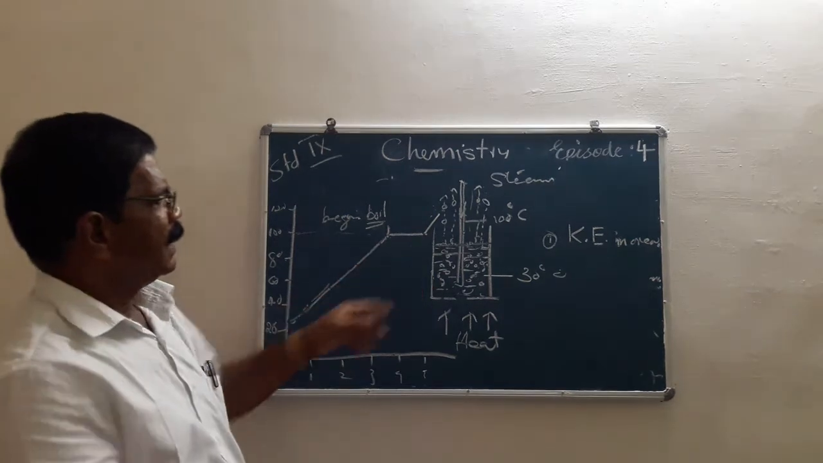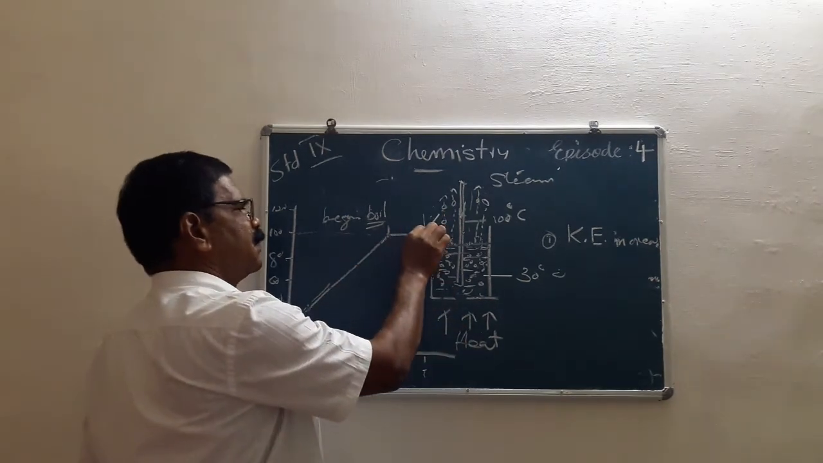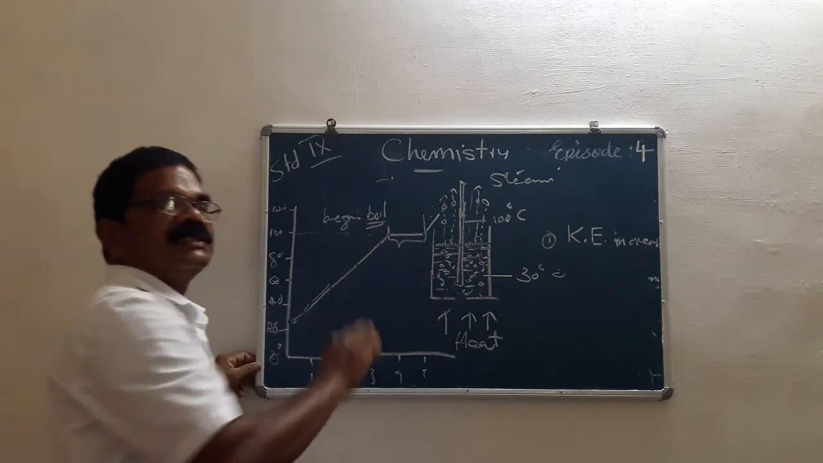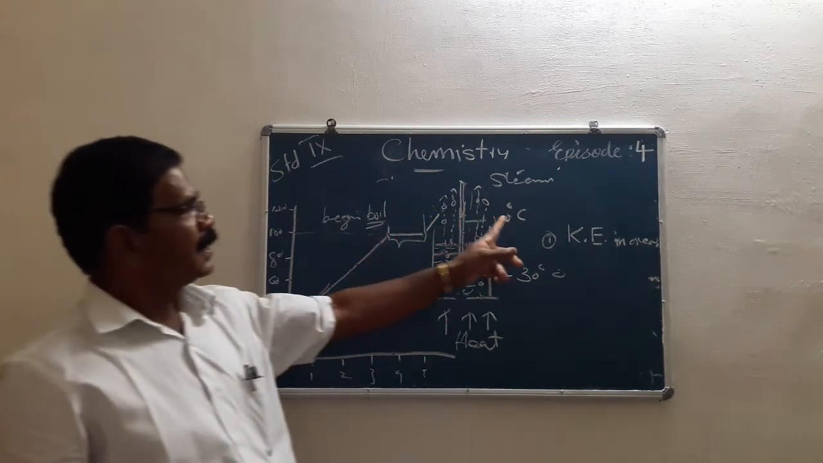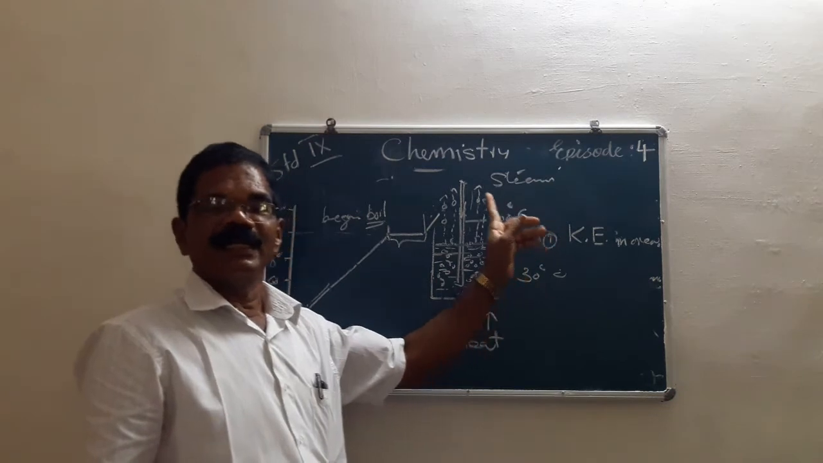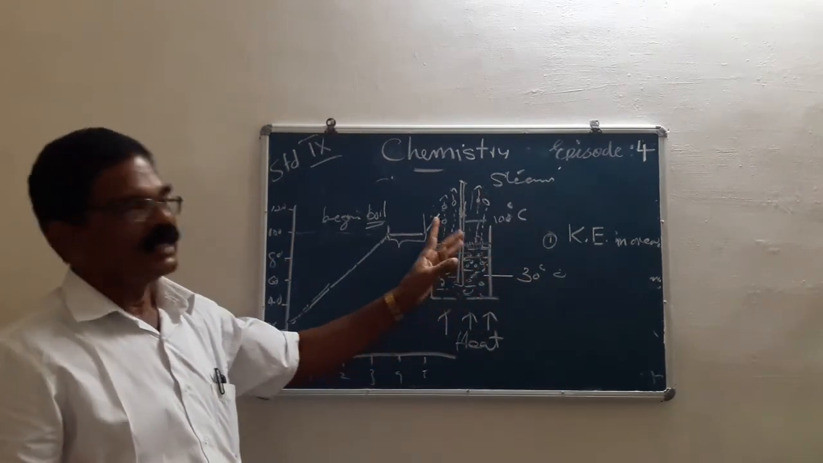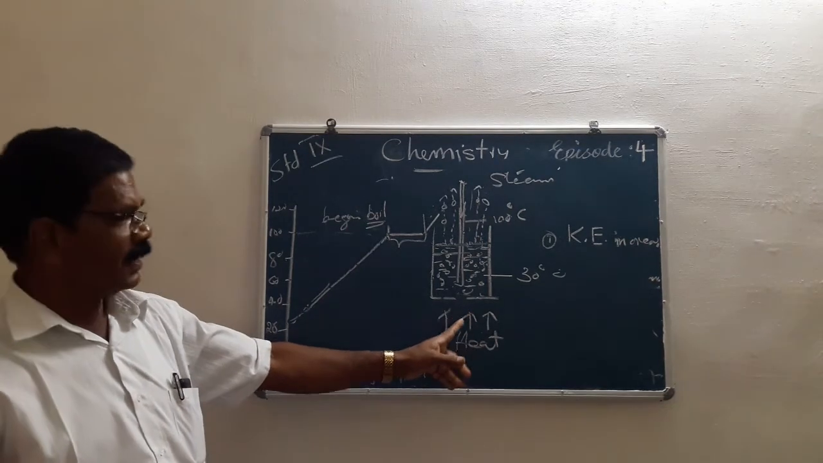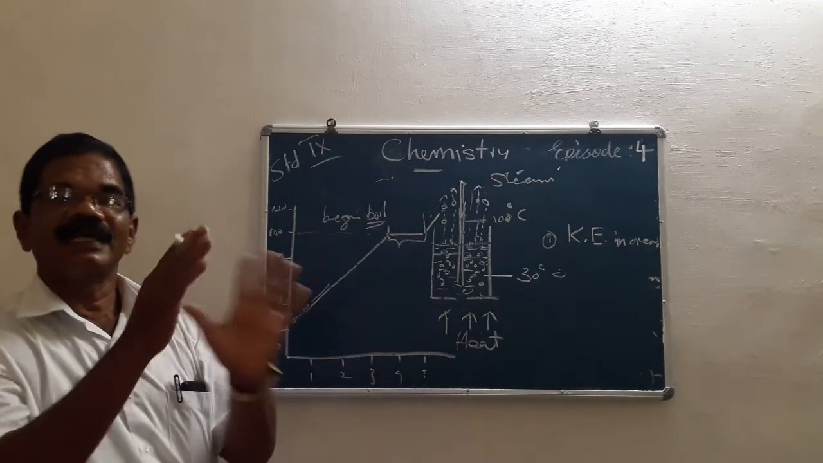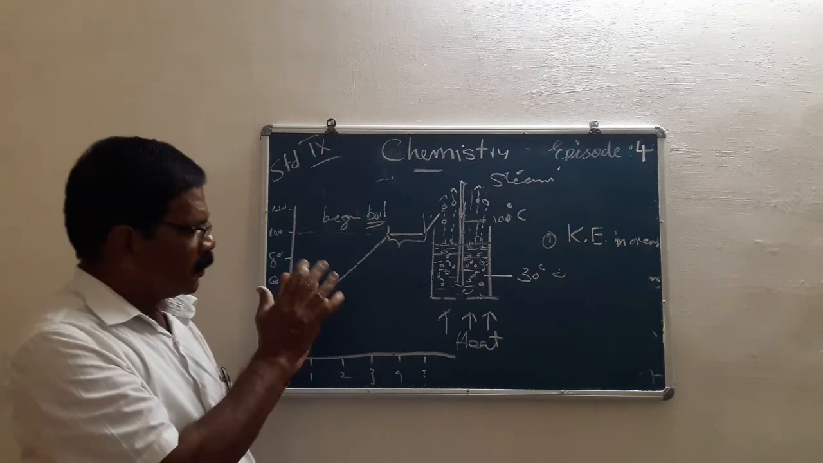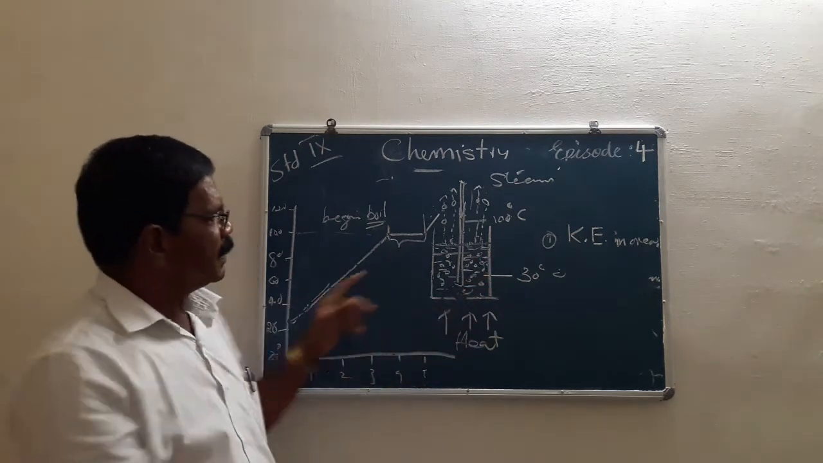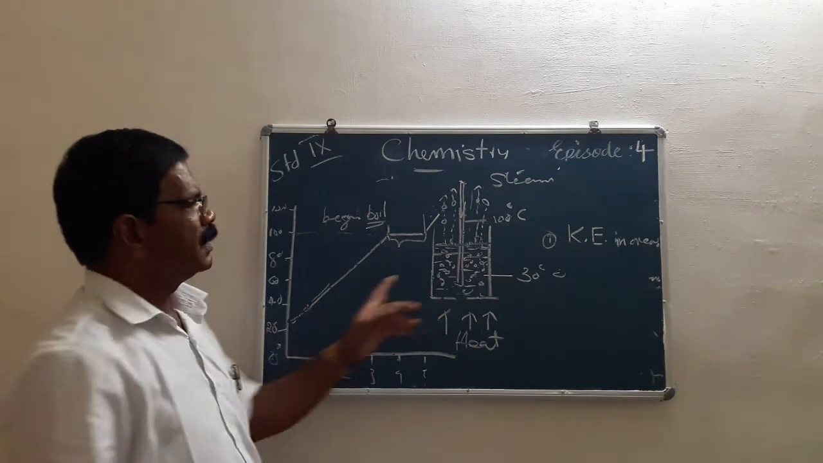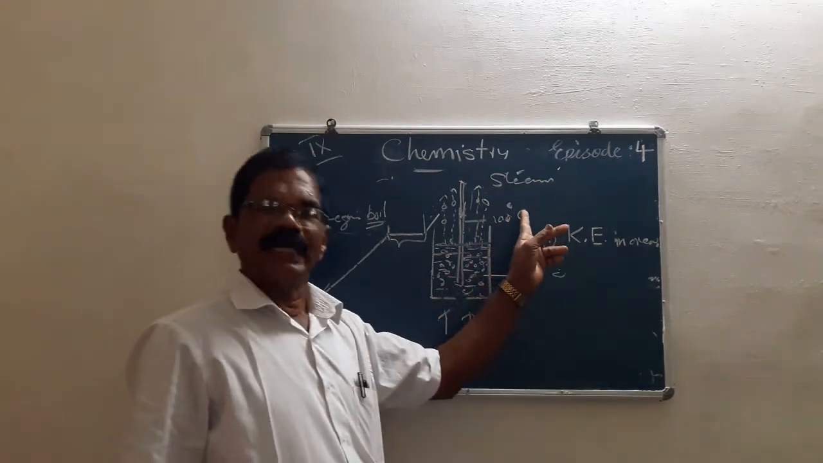Till the boiling is completed, while the liquid exists, at this point there is no change in temperature. The temperature remains 100 degrees Celsius itself. At that time also, we are heating the liquid. At this time we are heating, but the thermometer shows no rise in temperature.